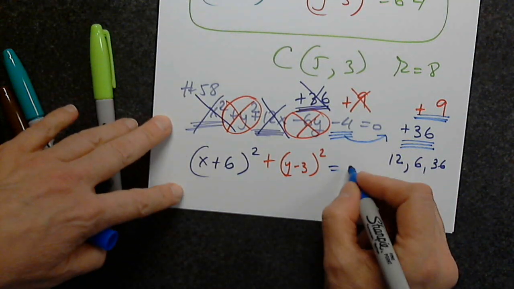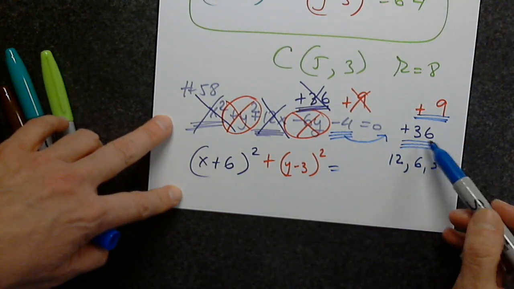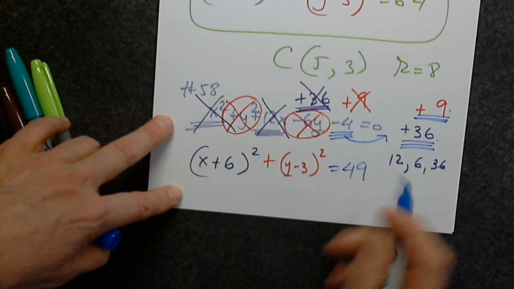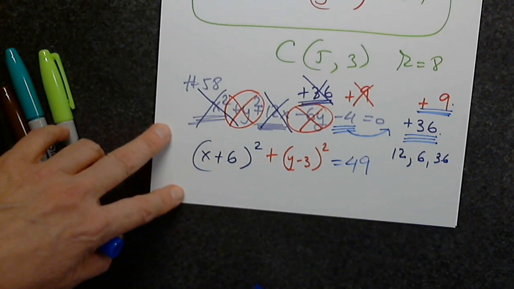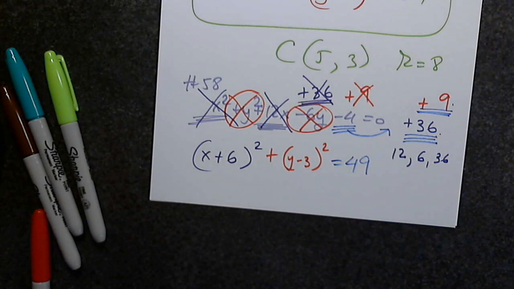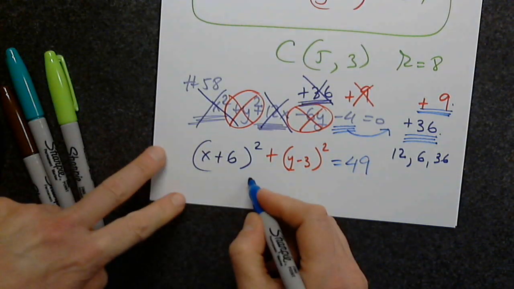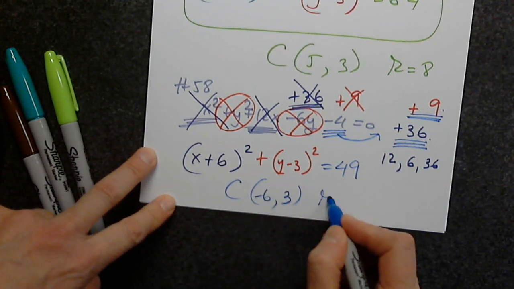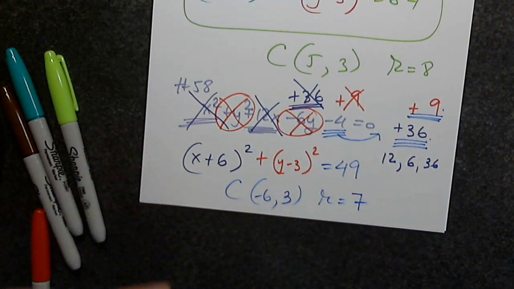Which is? So 4 plus 36 is 40, 40 plus 9 is 49. Is that okay? Now, can you answer whether this is the equation of a circle? Yes. And the center is negative 6, 3, and the radius is 7.